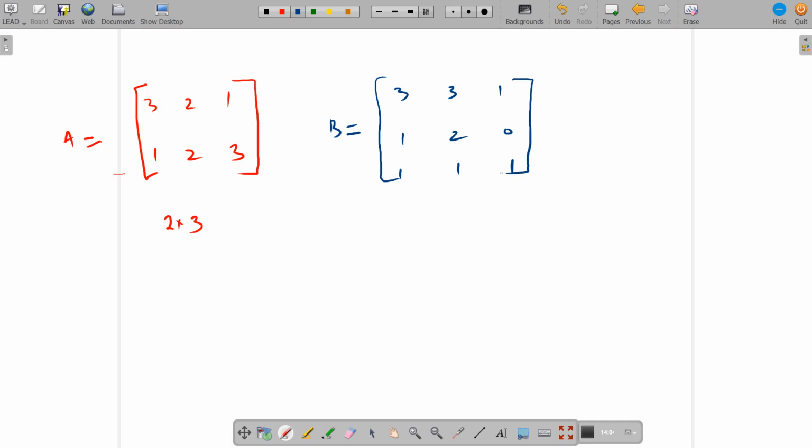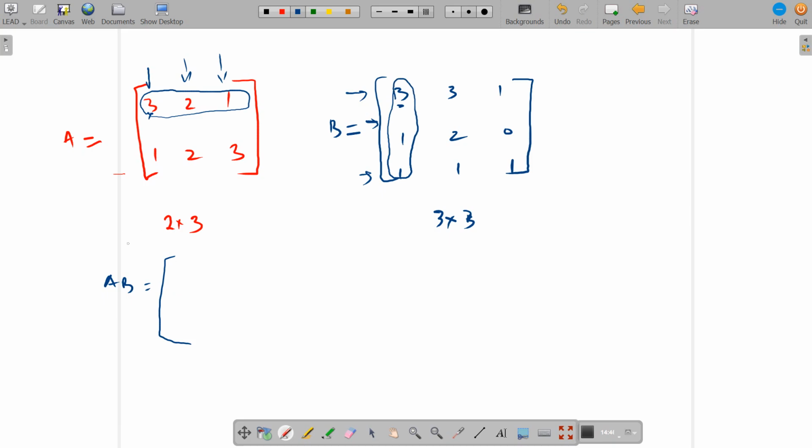Now, how many columns do we have here? We have 1, 2, and 3. How many rows do we have here? We have 1, 2, and 3. So both of them can be multiplied. B is a 3 by 3 matrix. Okay, so now let's look at the multiplication. I'm going to be faster now. So we can now say AB equals, so let's open the first bracket. So 3 times 3 here. You use everything here to multiply everything here.